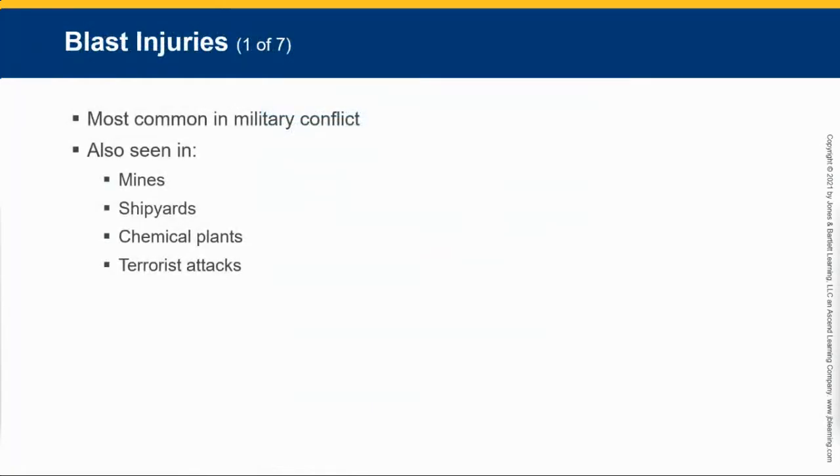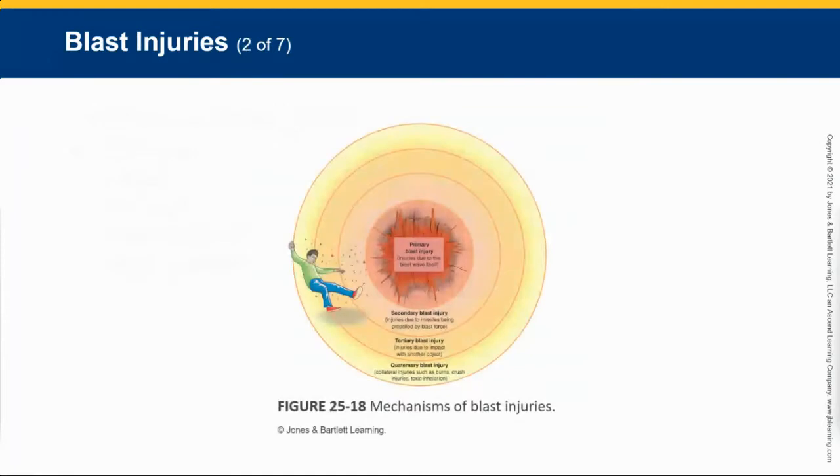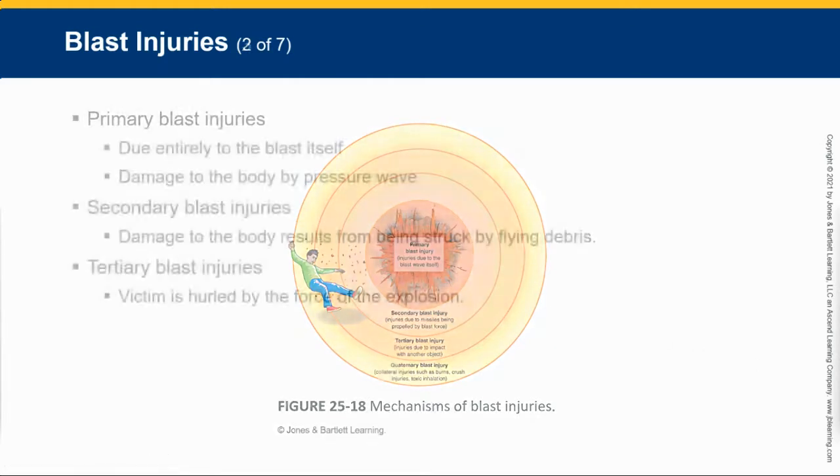So we'll talk for a minute about blast injuries. We mostly see those in military conflict, which obviously in the pre-hospital setting we're not typically dealing with, but it's also seen in mines and shipyards and chemical plants. And we hear about terrorist activities all the time. So we can have blast injuries from a multitude of places. This figure right here shows the 4 mechanisms of the blast injury that we're going to cover. You can see we have primary, secondary, tertiary, and quaternary blast radius as it goes along. And we'll talk about each one of those.